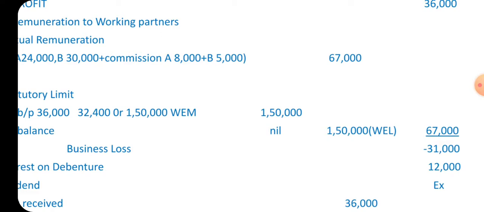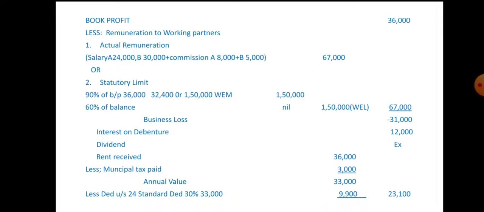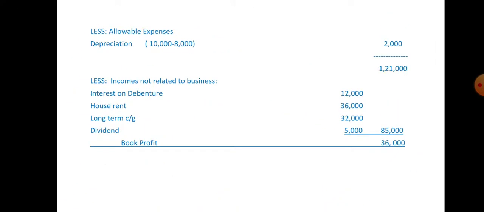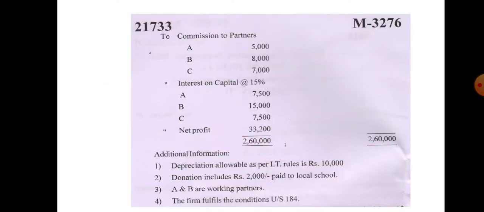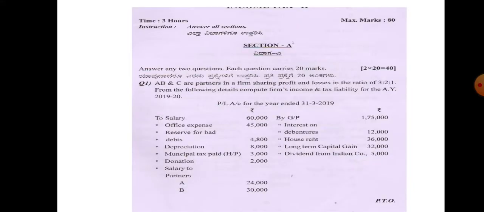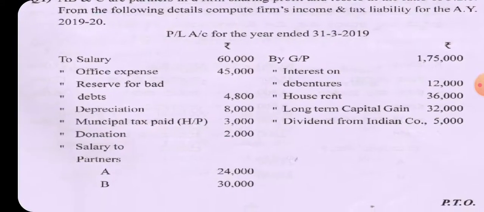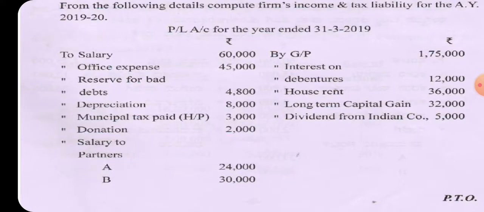Next, after computing business income, you go for other sources of income. So here, for other sources of income, you check the profit and loss account credit side. Sometimes it is also given in the adjustments. First you find the profit and loss account credit side. See here, you take interest on debentures, so it is income from other sources. And one more is dividend from an Indian company, 5,000. So it is also income from other sources, but for dividend you write exempt, because dividend income is exempted here.